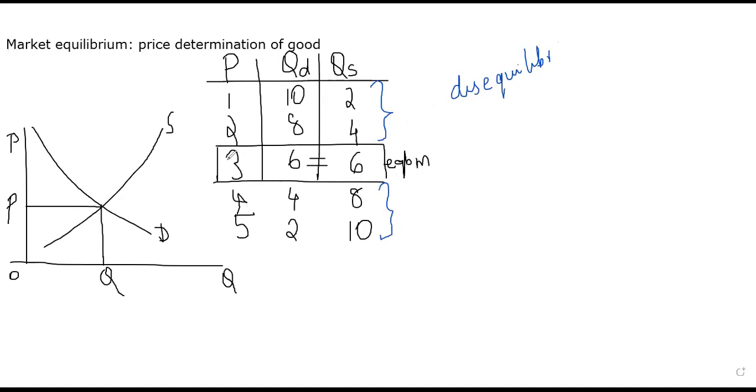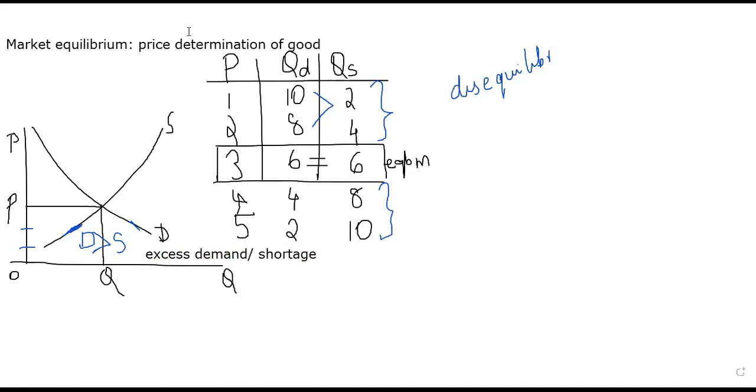See, when price here is lesser than 3 rupees, you can see demand is exceeding that of supply. Here, when it is 2 rupees or when it is 1 rupee, demand is greater than supply. So demand is moving until here, but sellers are only happy to provide this much quantity. So this situation is known as excess demand, or we can say it is a shortage in the economy.